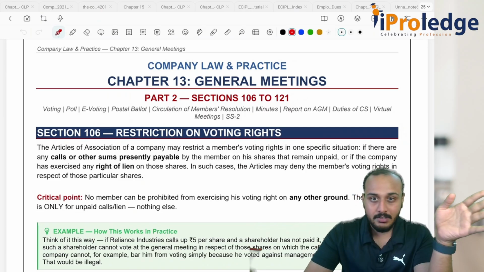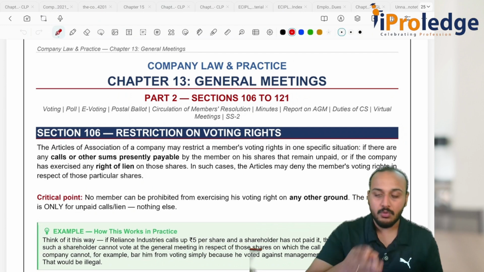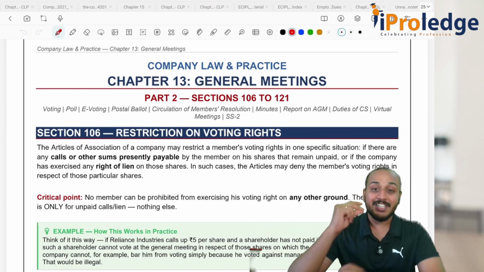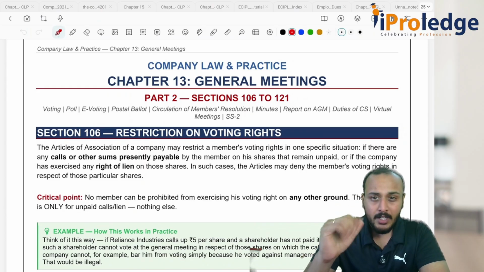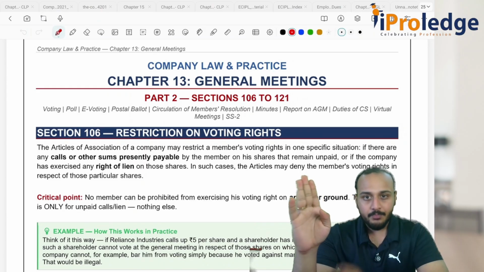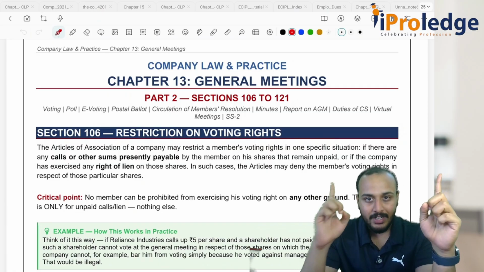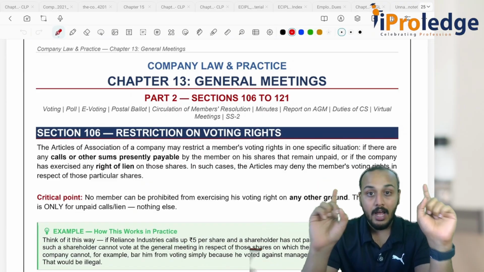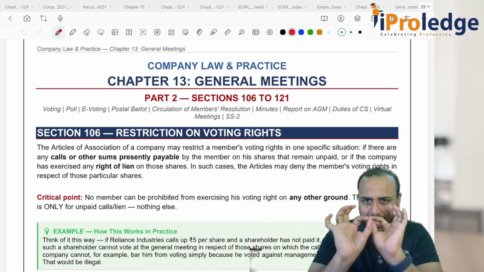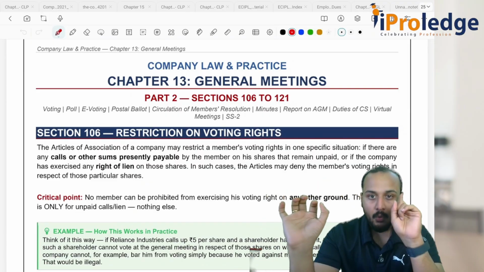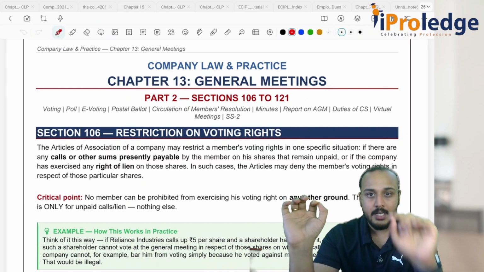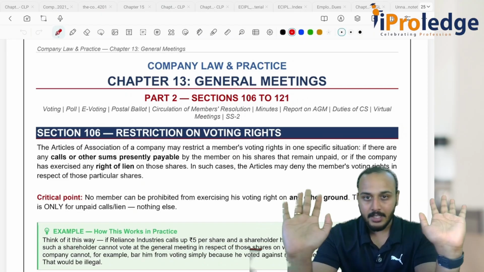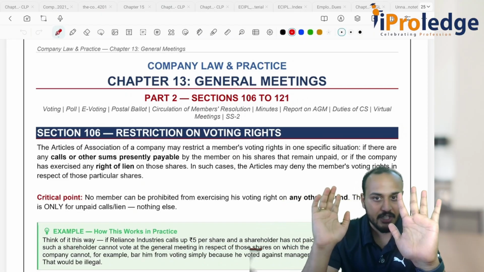So in the last video, we stopped at section 105. In this video, we will be starting from section 106. An easy way to remember: sections 106 to 110 deal with your voting rights and types of voting. Very simple, very straightforward. One section is for restriction on voting rights and four sections are for types of voting. That's it. Nothing less, nothing more. Just remember, five sections are there.